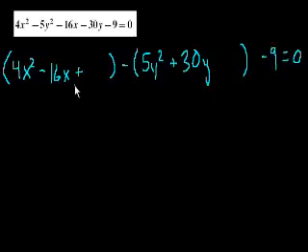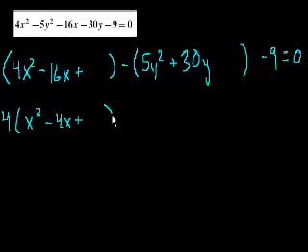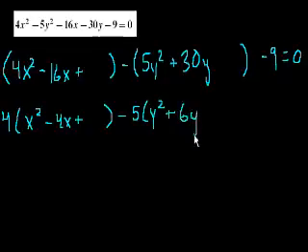And just to simplify it, let's factor a 4 out of this part. So you get 4 times x squared minus 4x plus something, minus, let's factor a 5 out, 5 times y squared plus 6y, probably plus something. Now let's add the 9 to both sides, is equal to 9. All right, so let's think about it. If we wanted to complete the square here, what do we put here to make this a perfect square?